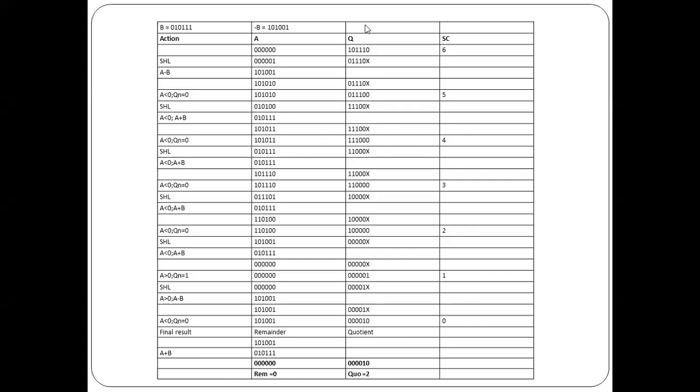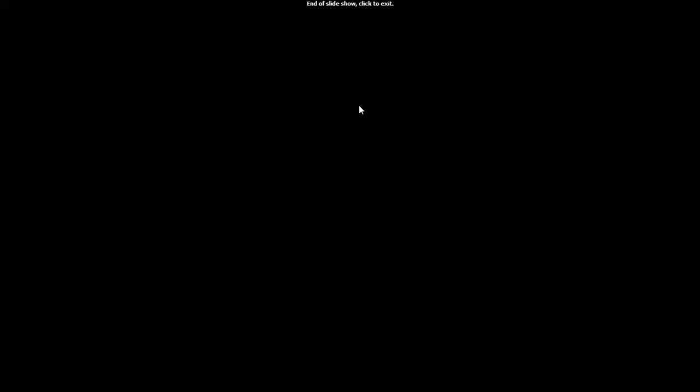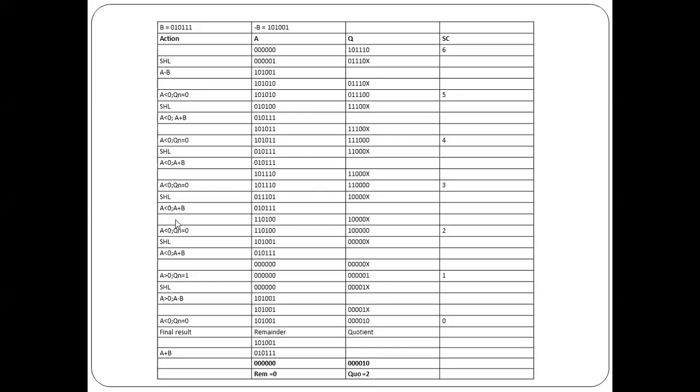So this is the non-restoring method. The only thing that you have to remember is the previous value of Qn. That's all. Based on that, we can decide whether it is addition or subtraction.